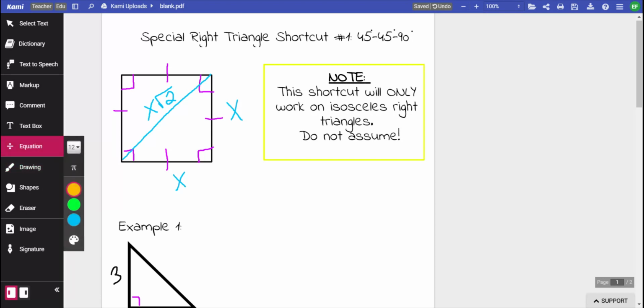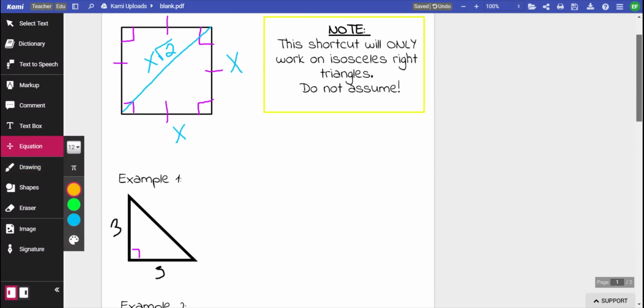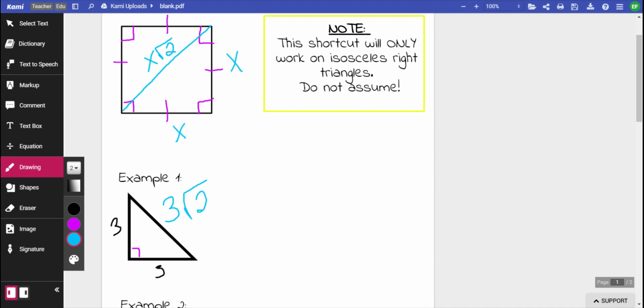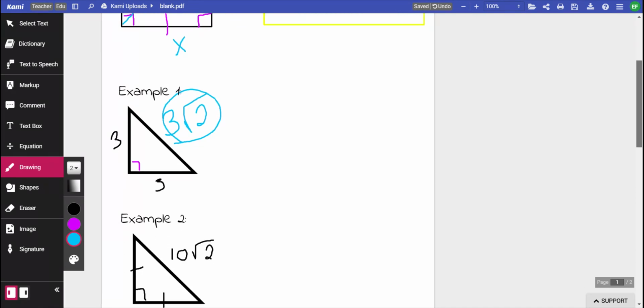Let's do some example problems so that you can see how those are applied. If we look down at example 1, we see that the legs are given to us. Both legs have a length of 3. And we know for a certain fact that it's a right triangle. So this is enough information to show that we have an isosceles right triangle. If we apply our theorem here, that means our hypotenuse also has a length of 3, but it's radical 2 times bigger. So the length of our hypotenuse here would be 3 times the square root of 2.